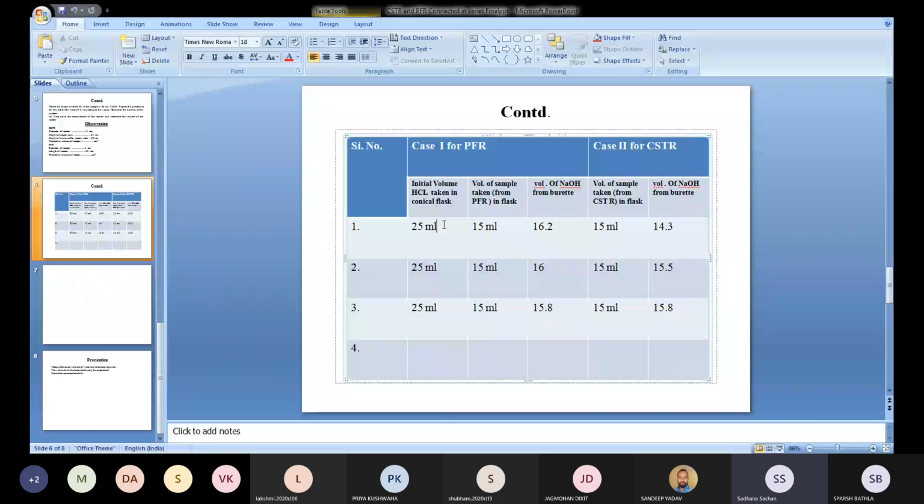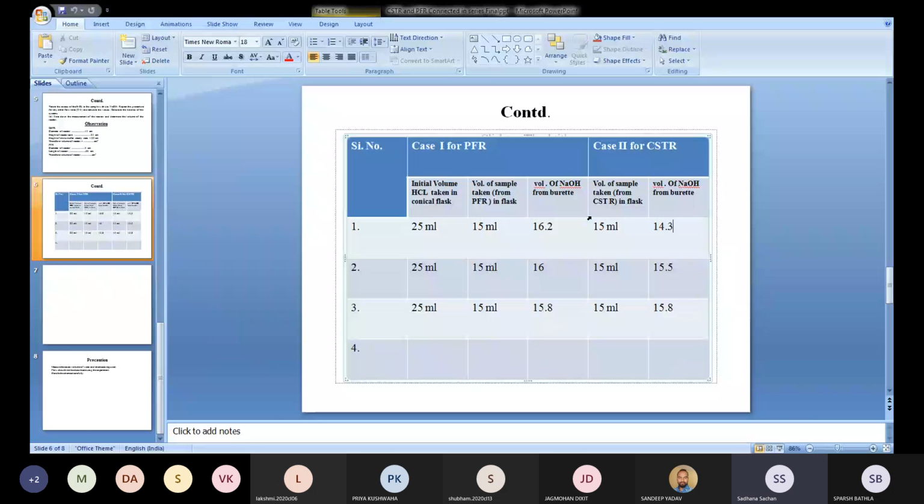The volume of sample taken from the PFR and CSTR is 15 ml. We mix this in the conical flask and then titrate against the NaOH from the burette. The burette reading of NaOH indicates that this much unreacted HCl is present in the conical flask.